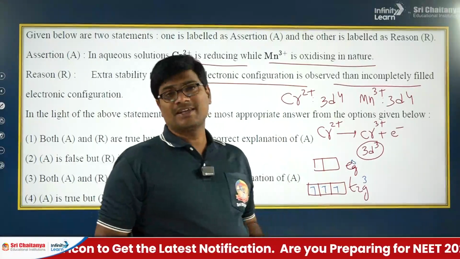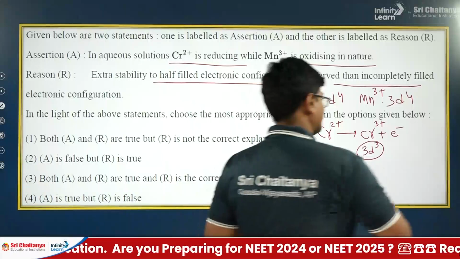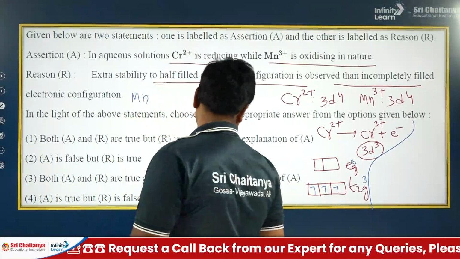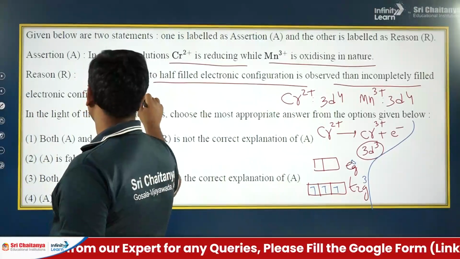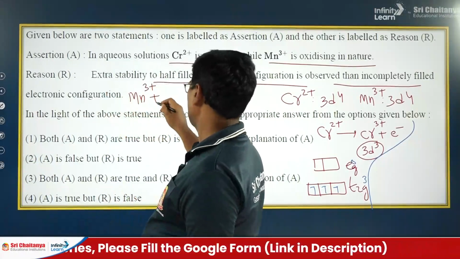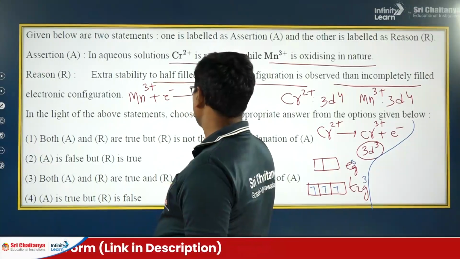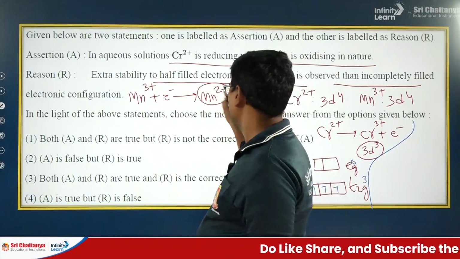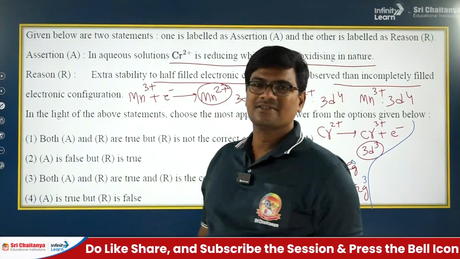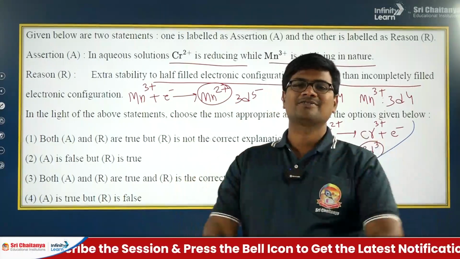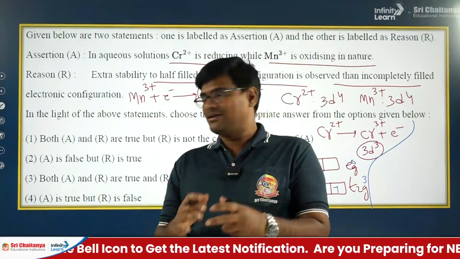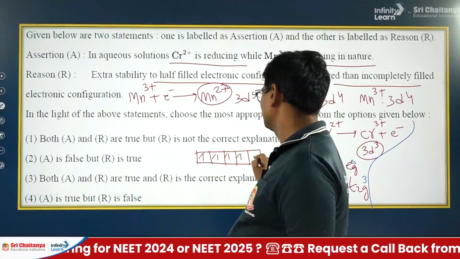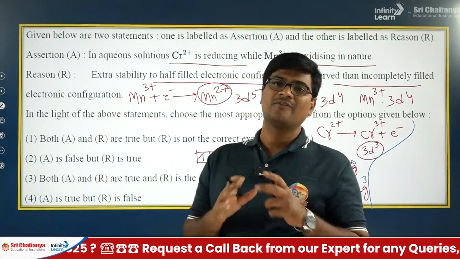What about the Mn3 plus case? Mn3 plus, after gaining an electron, converts into Mn2 plus. Yes, Mn3 plus has d4 configuration. What about Mn2 plus? Mn2 plus has 3d5 configuration. 3d5 means again half-filled orbitals. We know that d5 configuration, half-filled orbitals, is more stable.